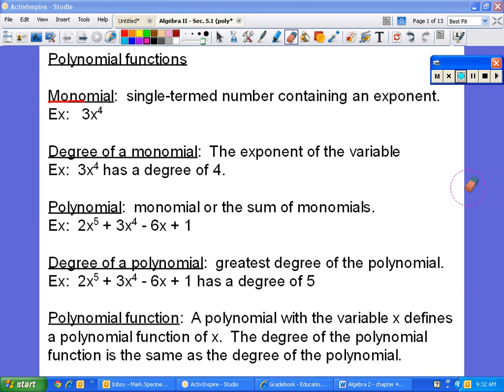Okay, so as you can see, we have some definitions because we're talking about a new chapter. Chapter 5 should be called The World of Polynomials. But since it's a math book and not something clever, it's just called Polynomials and Polynomial Functions. I like World of Polynomials. So please take a few moments and copy this stuff down.